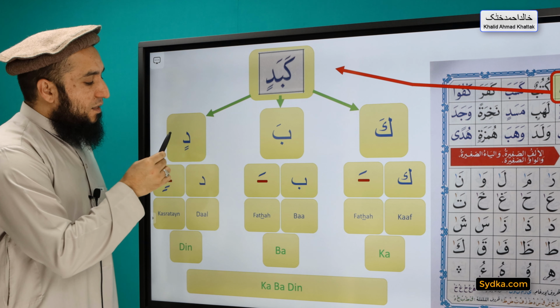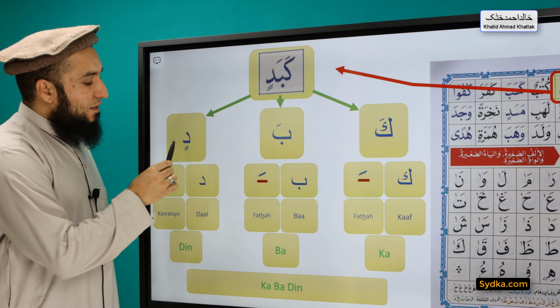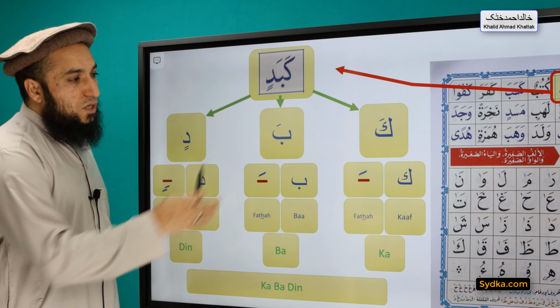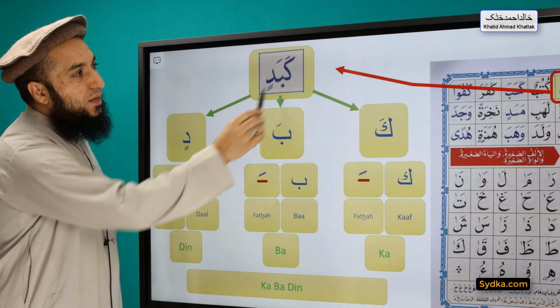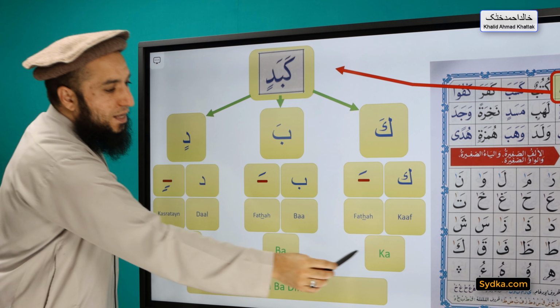The third syllable we have is dal kasratain din. Dal is not silent and it has kasratain underneath. Dal kasratain din. So now we combine these three syllables and we have kabadin, kabadin.